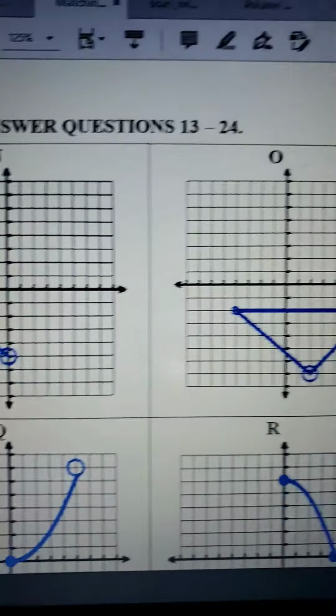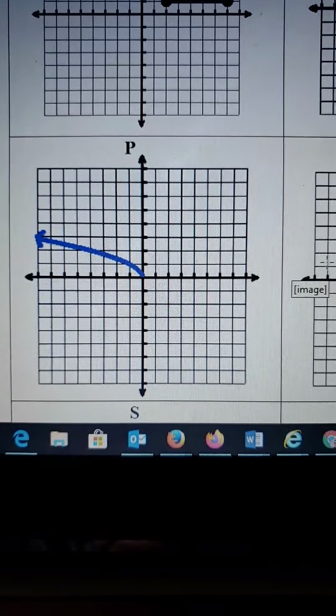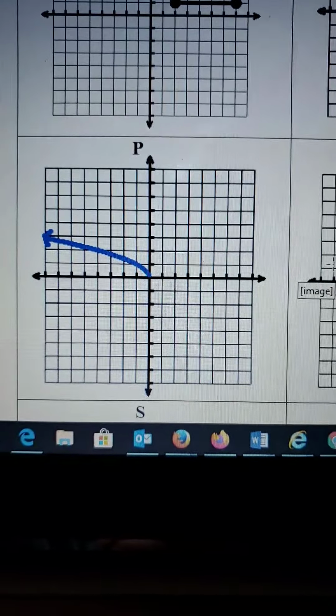Graph P. This one's interesting because the furthest point to the left is actually this arrow pointing to the left. That means this graph's going to continue on forever and ever to the left, which is all possible negative numbers. You might think of that as negative infinity. Now, they write this a little bit differently on the multiple choice, on the matching page that you guys did.